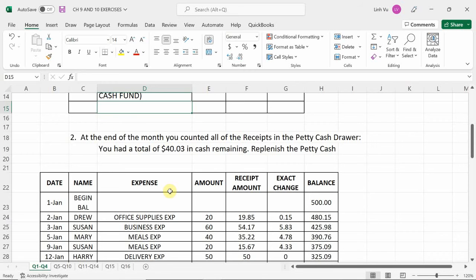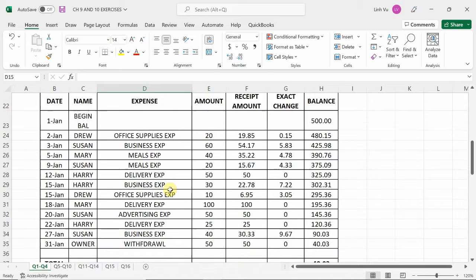All right, so then number 2: at the end of the month, you counted all of the receipts in the petty cash drawer, and you had a total of $40.30 in cash remaining. Replenish the petty cash drawer. So these are all the listed expenses. When we started out the month of January, we had $500. Then Drew was the first one to take the money out to buy office supplies. He took out $20 and came back with a receipt of $19.85 with the exact change of 15 cents. So therefore, the register now has $480.15 left.